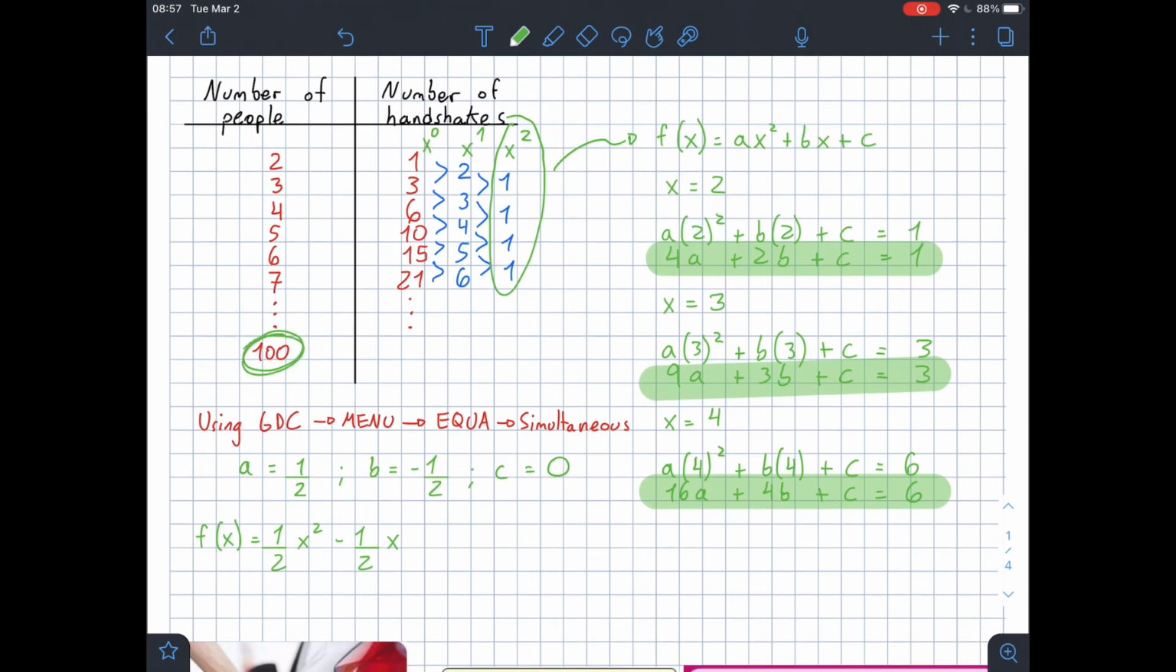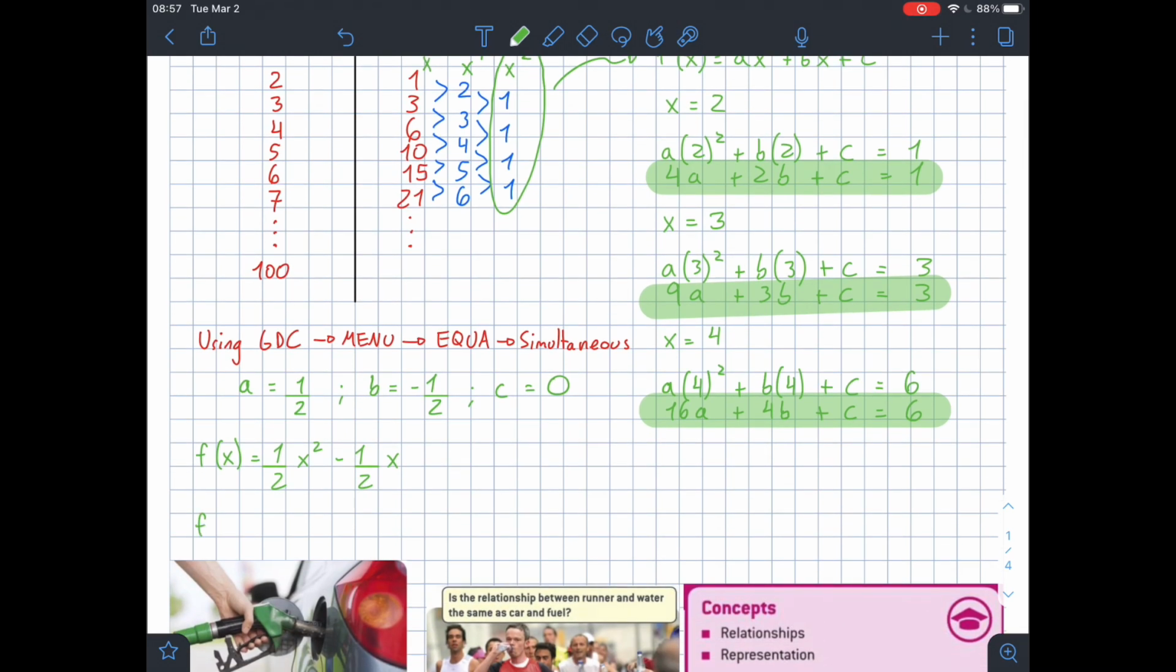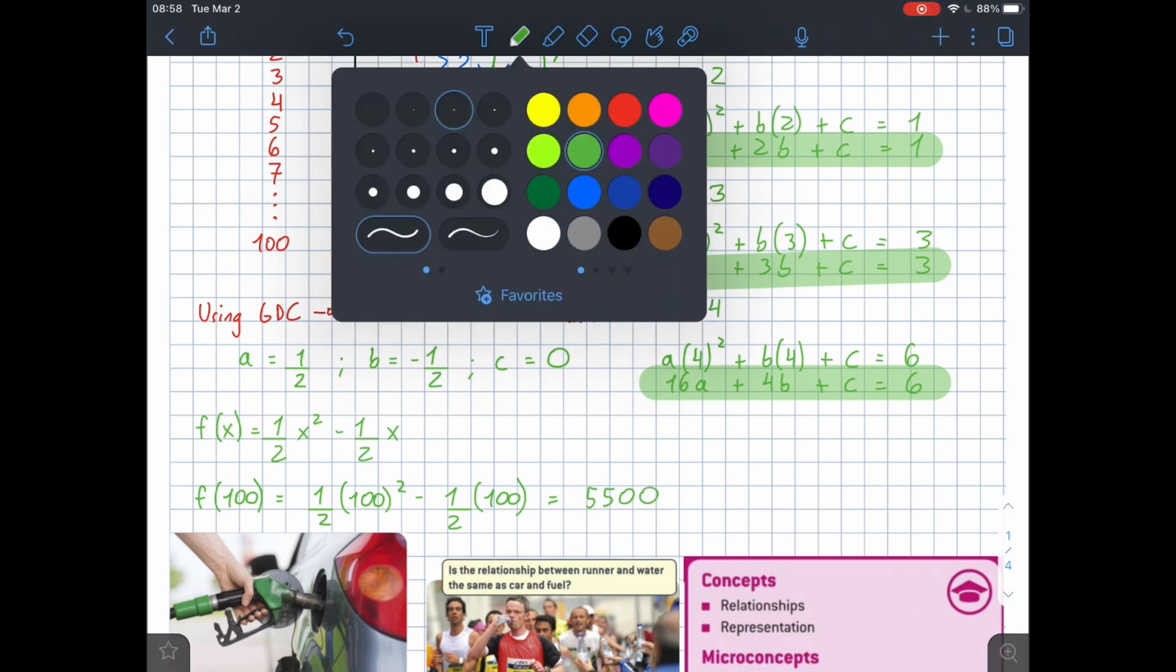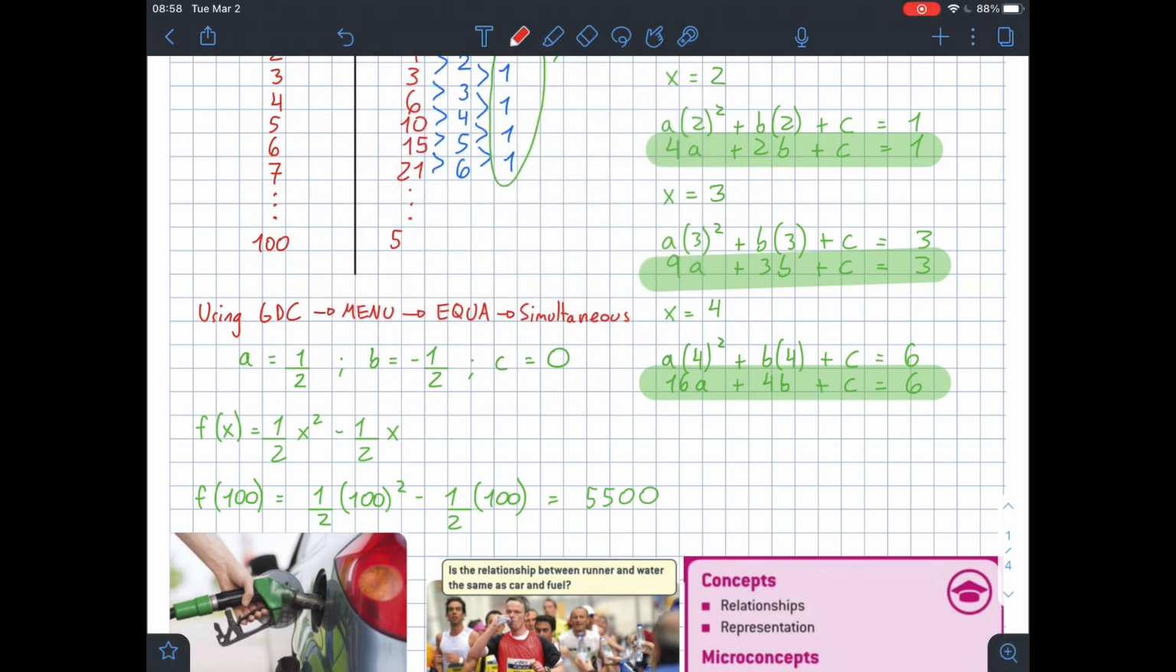So now we can answer our initial question, which is, if we had 100 people, how many handshakes are going to be given? So we're going to say that if x is equal to 100, then this would be equal to 1/2 times 100 squared minus 1/2 times 100, right? So we can solve this using our calculators or whichever method you prefer. So we would get this value, 5,500 handshakes. So this is the number of handshakes that are going to be given if we have 100 people in a room, 5,500.